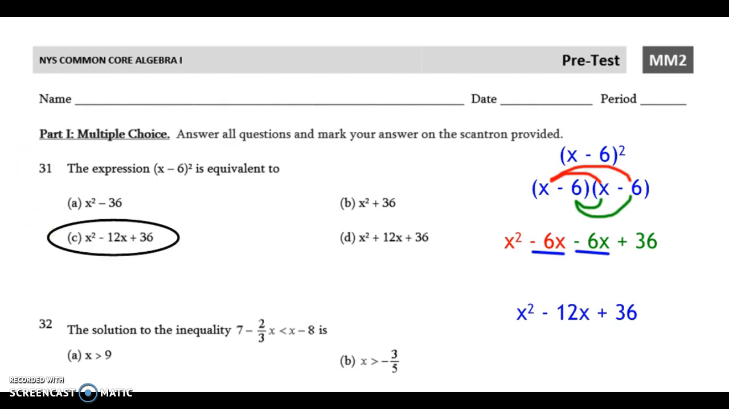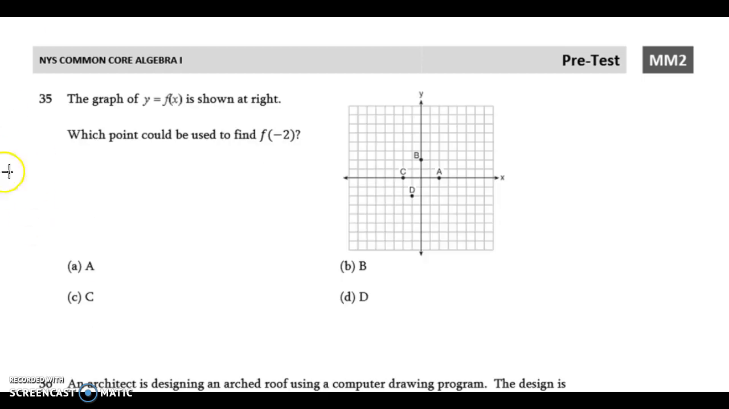There's my correct answer. The next one I want to go over is question number 35. It says the graph of y equals f of x is shown at right. All of these 4 points are y equals f of x. It identifies f of negative 2. Now f of negative 2 is telling us something very specific. It tells us that the x value is negative 2. So I've identified the fact that x is equal to negative 2 because my original function says y equals f of x. That x value is replaced here with negative 2, which means my x value must be negative 2.